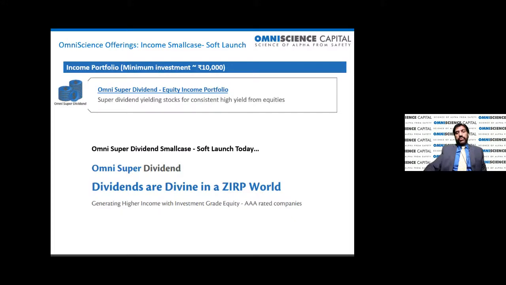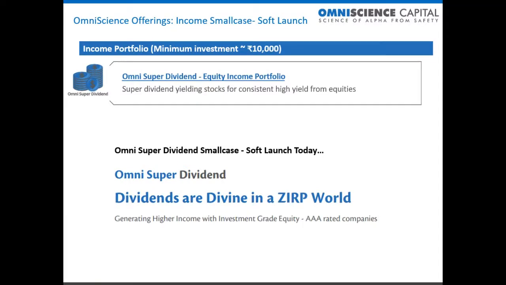So today we are also doing a soft launch of Omni Super Dividend. In the zero interest rate policy world, ZIRP, right? Some people call it NIRP, negative interest rate policy world, because in the developed markets there are European countries with a negative policy rate, as well as, let's say for India, it is LIRP, low interest rate policy world.